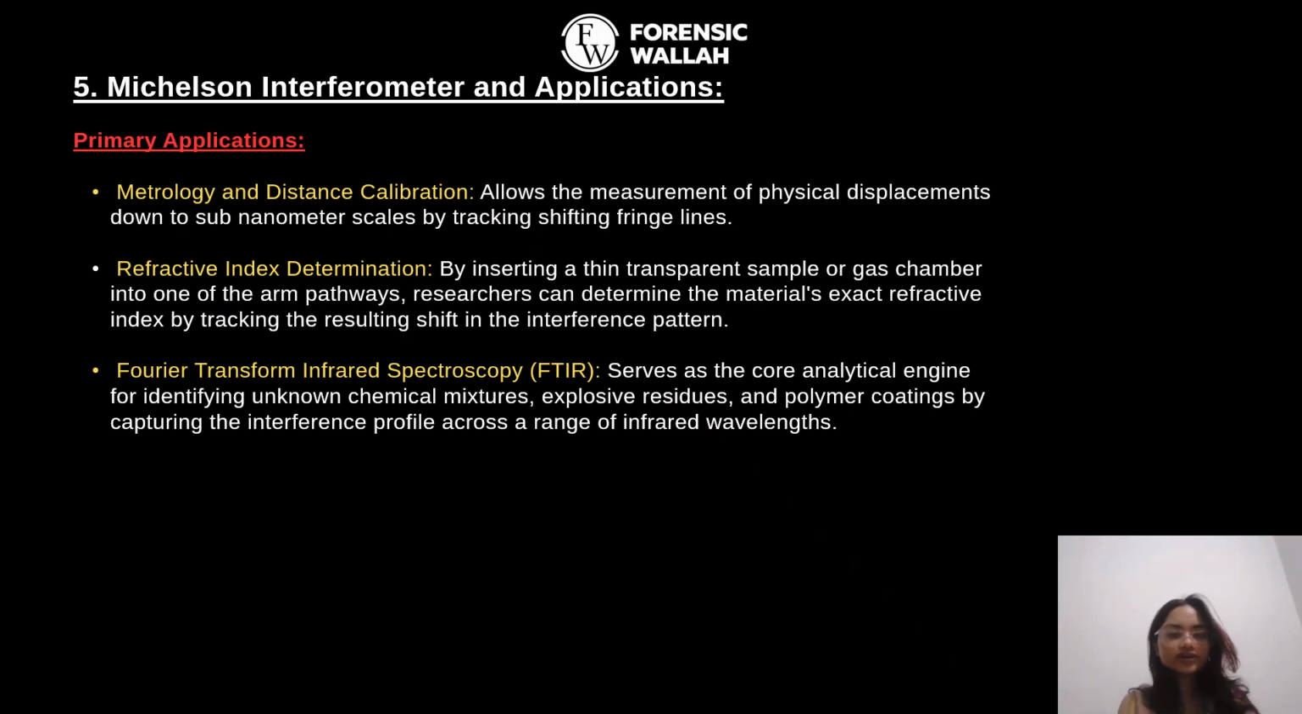And the last one is Fourier transform infrared spectroscopy. We can call it FTIR as well. So, this is perhaps one of the most famous analytical roles. The interferometer serves as the core analytical engine in FTIR spectrometers. By capturing the complex interference profile across a range of infrared wavelengths, it allows for the rapid identification of unknown chemical mixtures, explosive residues, and polymer coatings, making it an indispensable tool in material science and forensic analysis.